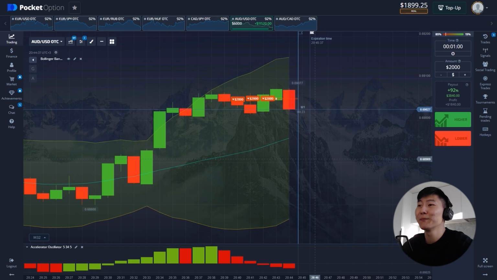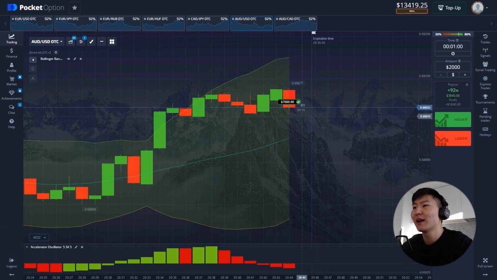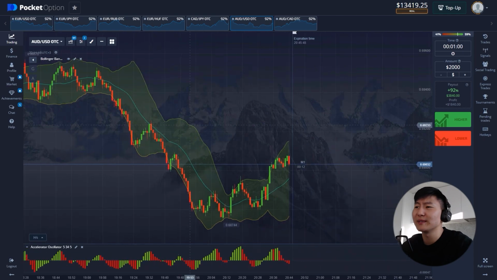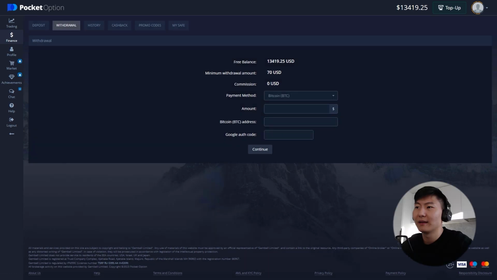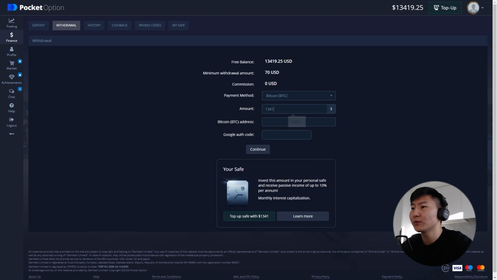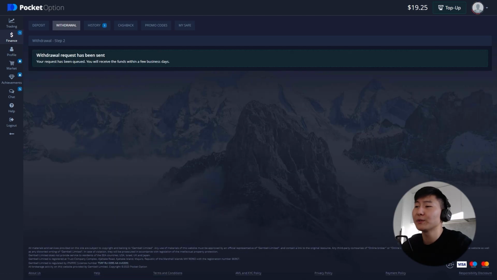And there we go. We are in a huge profit today. Good job, guys. I think it should be enough for today. We started from 140 bucks, if I'm not mistaken, and in a few minutes we have 13k. That's insane, guys. Let's move to withdrawal. Let it be 13,400. That will do. And one moment, guys. And there we go. The withdrawal request has been sent.